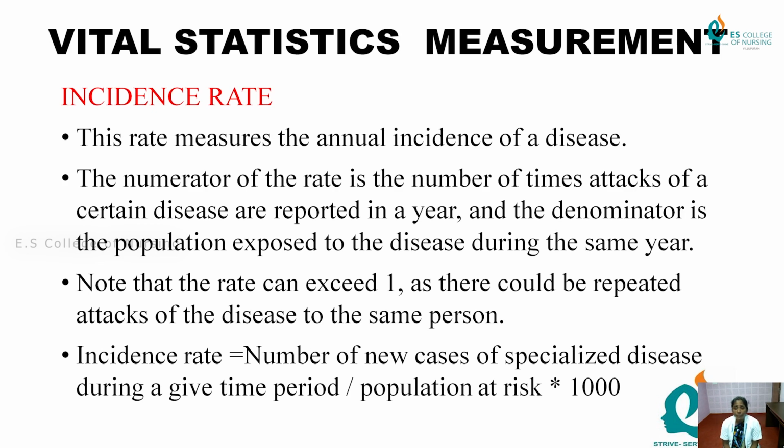The incidence rate could be measured by the number of new cases of a specified disease during a given time period divided by the population at risk, multiplied by 1,000. For example, if 1,000 cases were affected by a particular disease, that could be measured by 1,000 divided by the population at risk. If the population is 10,000, then 1,000 by 10,000 multiplied by 1,000. How much it comes to is called the incidence rate.